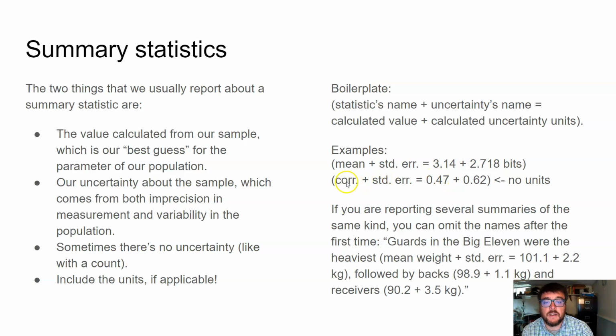And if we had another kind of example with correlation, we might say the correlation is 0.47 with a standard error of 0.62. Correlation has no units, so we wouldn't report those.